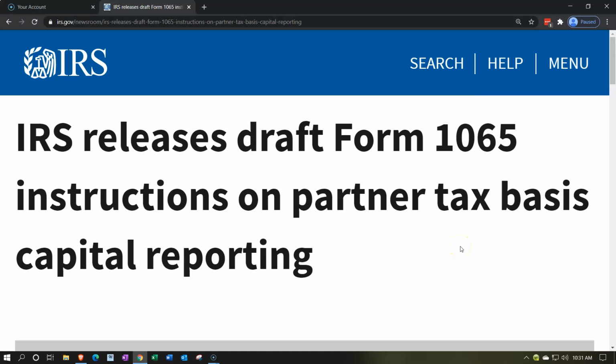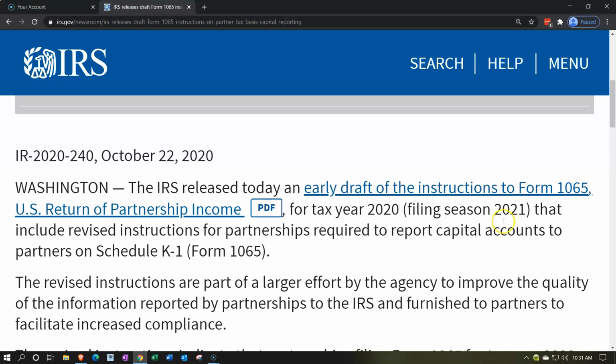Internal Revenue Service IRS tax news. IRS releases draft Form 1065 instructions on partner tax basis capital reporting. IR 2020-240, October 22nd, 2020.